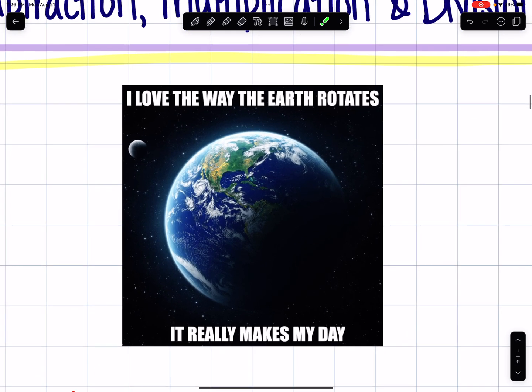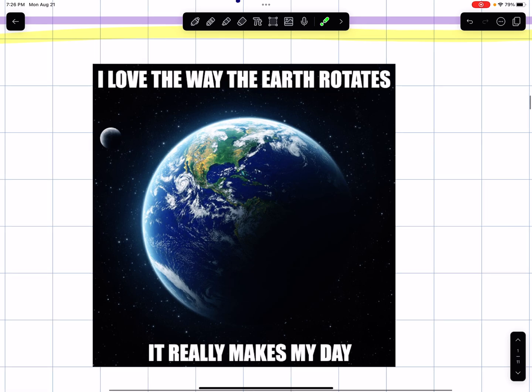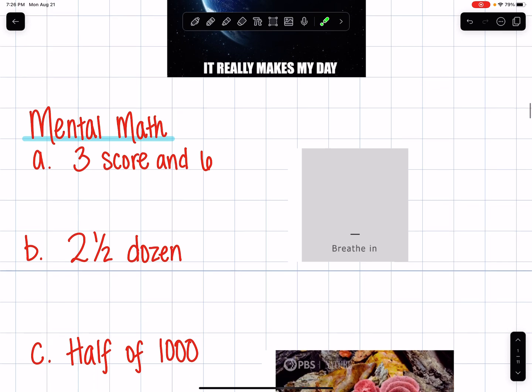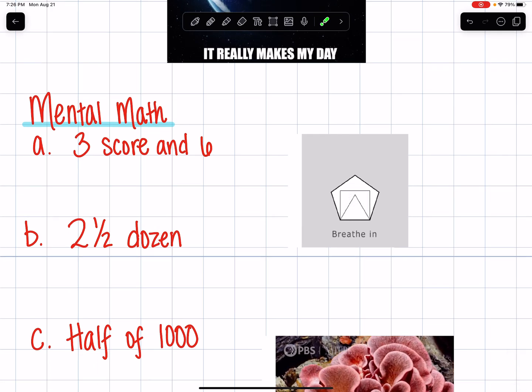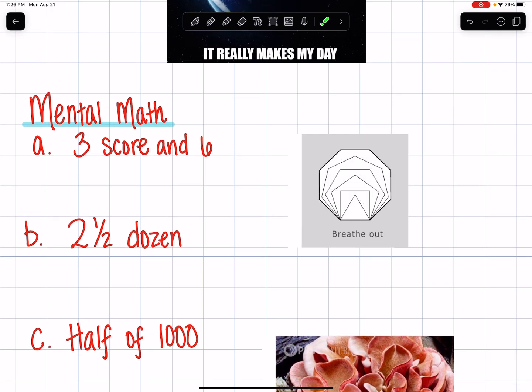First of all, don't you love the way the earth rotates? I love the way the earth rotates. It really makes my day. Probably makes your day too, huh?